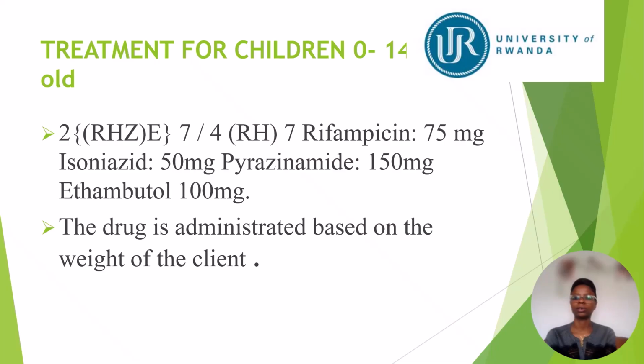Treatment for children, meaning newborns up to 14 years old. They have to take a combination of rifampicin, isoniazid, pyrazinamide for 2 months, with ethambutol also for 2 months. Then they have to take the combination of rifampicin and isoniazid for 4 months. The doses are rifampicin 75 milligrams, isoniazid 50 milligrams, pyrazinamide 150 milligrams, and ethambutol 100 milligrams. In treatment of TB, please administer the drugs based on the weight of the client.